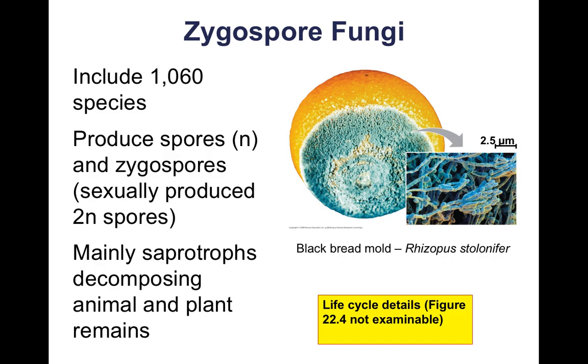These are mainly saprotrophs, so they are going to absorb nutrients from their environment. They're not going to parasitize animals or have a mutualistic association with plants. So they mainly secrete enzymes into their environment and then absorb them. There is a life cycle listed in your book. Again, those details are not examinable.